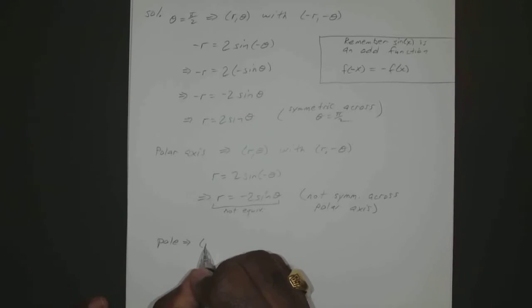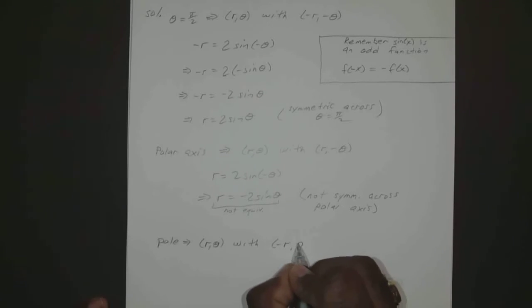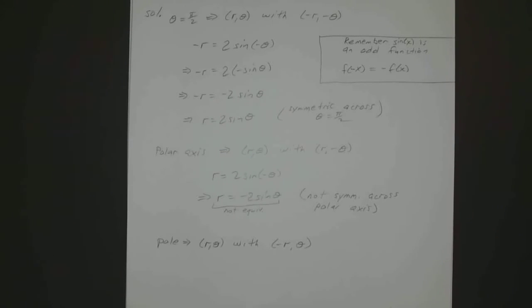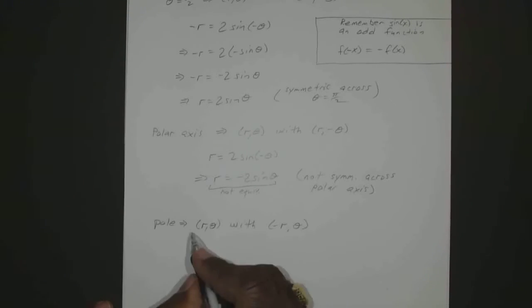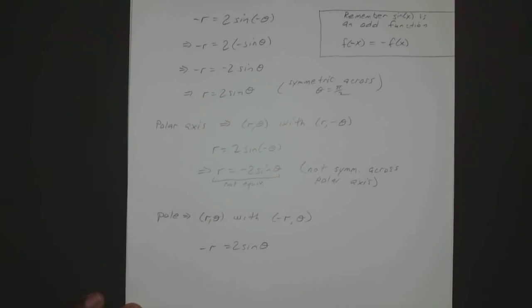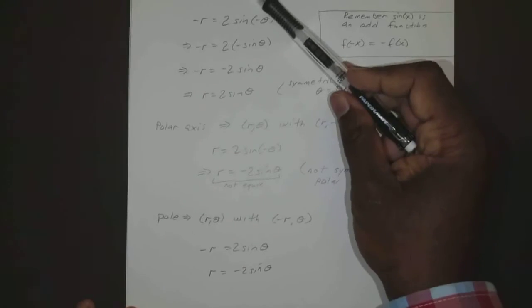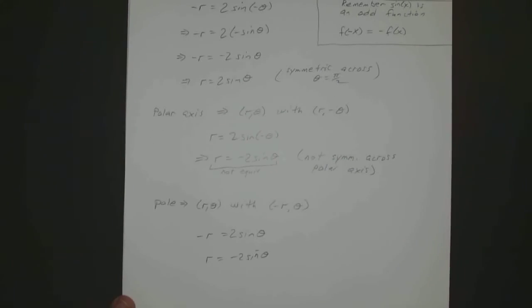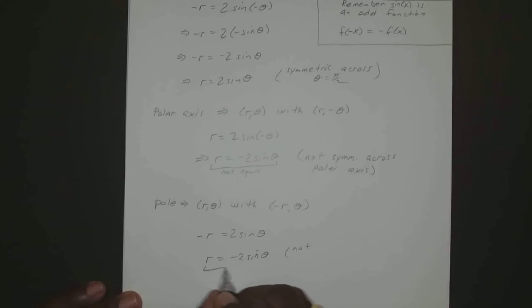Okay, so that means we have to replace our theta with negative r theta. Okay, so that means we have negative r equals 2 sine of theta, multiply or divide by negative 1, you still get r equals negative 2 sine theta, which is not equivalent to where we started. Okay, so we know it's not symmetric across the polar axis, across the pole. So we know it's not equivalent.